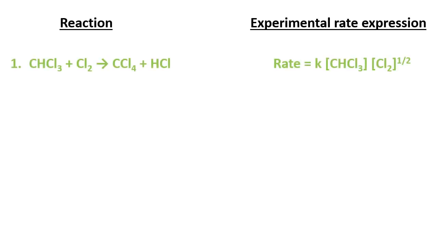Let us know about reactions and their experimental rate expressions. First reaction is chloroform reacts with chlorine to form carbon tetrachloride and hydrogen chloride. Rate for this reaction is rate = k [CHCl₃] [Cl₂] to the power 1/2.